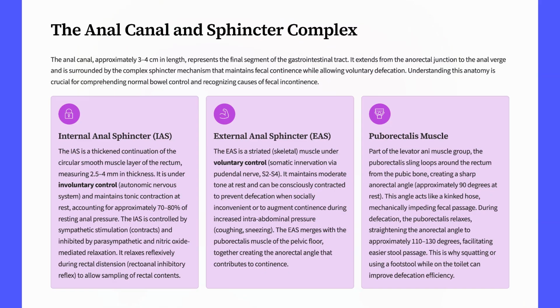The anal canal and sphincter complex control continence. The internal anal sphincter is smooth muscle under involuntary control, maintaining resting tone and providing 70 to 80% of resting anal pressure. The external anal sphincter is skeletal muscle under voluntary control, allowing conscious control of defecation. The puborectalis muscle is part of the levator ani, creating the anorectal angle at approximately 90 degrees at rest. During defecation, this angle straightens to facilitate stool passage. This complex mechanism ensures continence while allowing voluntary elimination.